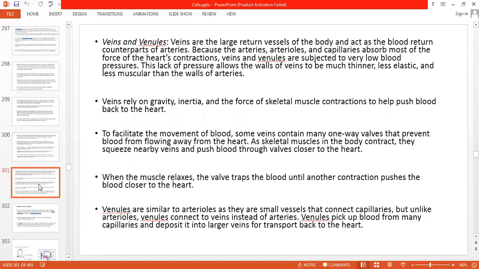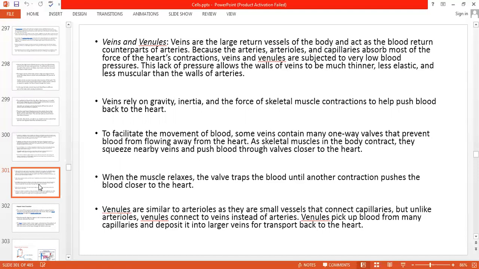Veins and venules. Veins are the large return vessels of the body and act as the blood return counterpart of the arteries. Because the arterioles and capillaries absorb most of the force of heart contraction, veins and venules are subjected to very low blood pressure. This lack of pressure allows the wall of the vein to be much thinner, less elastic, and less muscular than the wall of the artery.